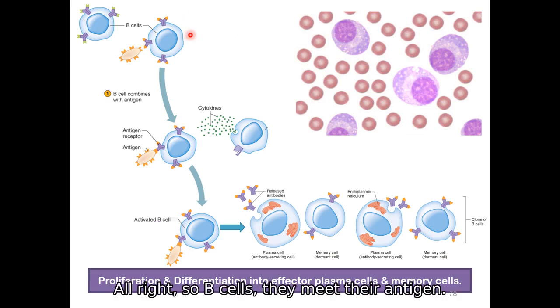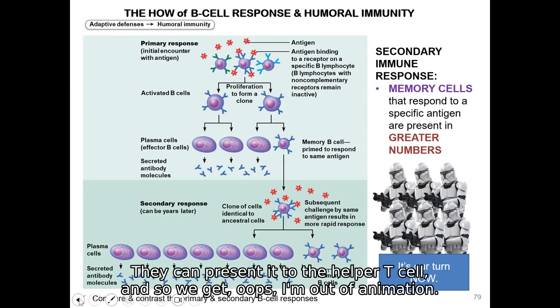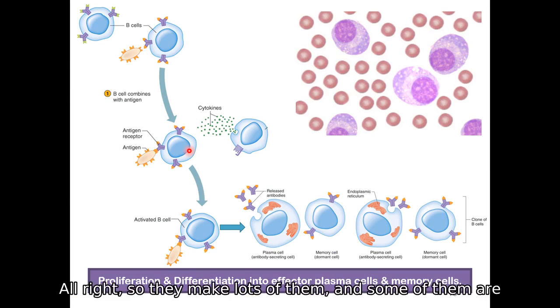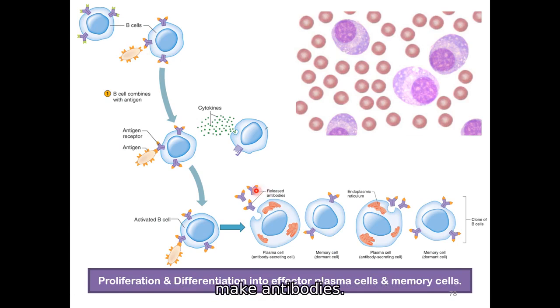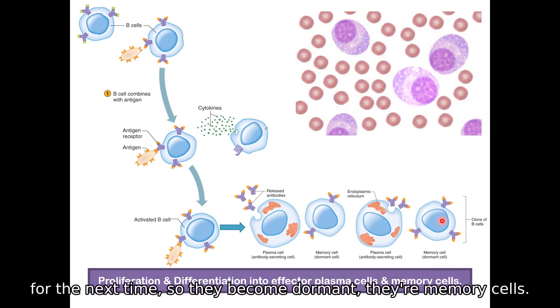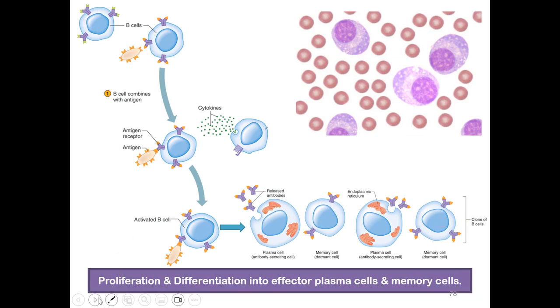All right, so B cells meet their antigen. They can present it to the helper T cell. They get the confirmation signal from the T helper cell, and then they're gonna make a clone army. All right, so they make lots of them. And some of them become plasma cells that make antibodies. There's our plasma cells. And then the rest of the population is going to stay behind for the next time. So they become dormant, they're memory cells. So we get proliferation, differentiation into our two populations.